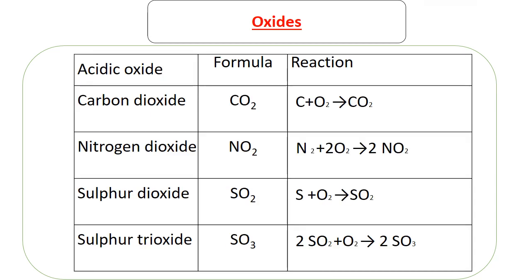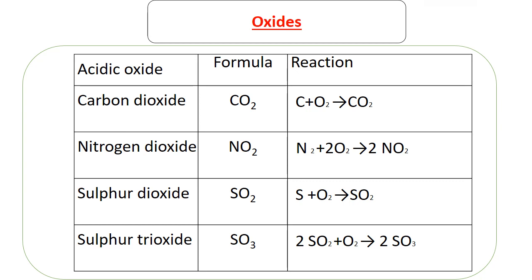So here are examples of acidic oxides and how they are formed. The first is carbon dioxide. Carbon is a non-metal. So when this carbon reacts with oxygen, it forms the acidic oxide carbon dioxide. Then we have nitrogen dioxide. Nitrogen is a non-metal. When it reacts with oxygen, it forms nitrogen dioxide. The same is true for sulfur and sulfur trioxide. So these are examples of acidic oxides.